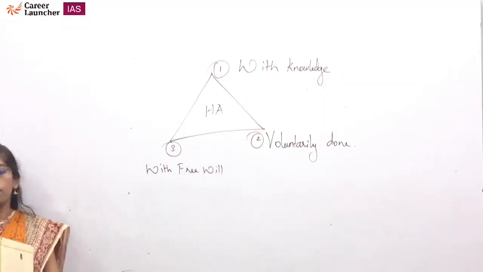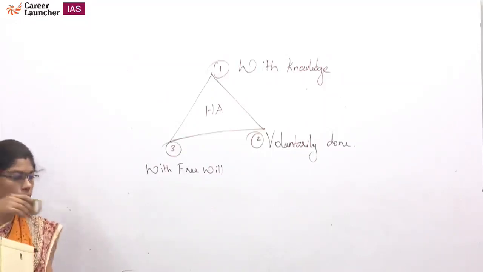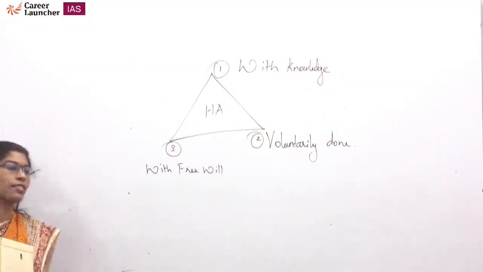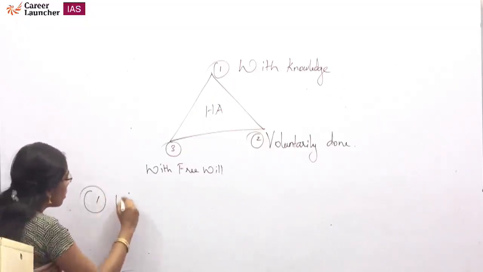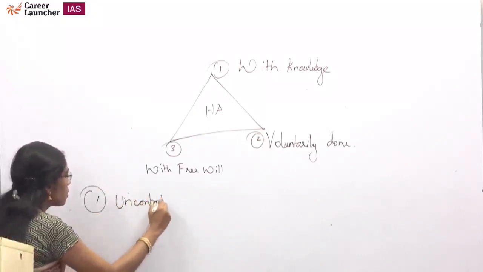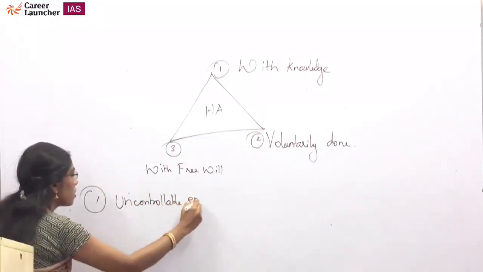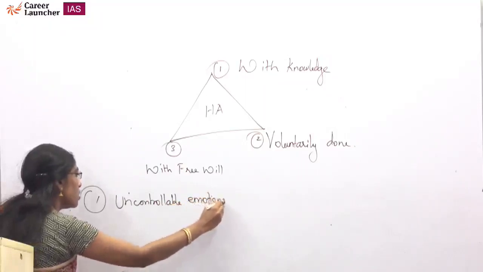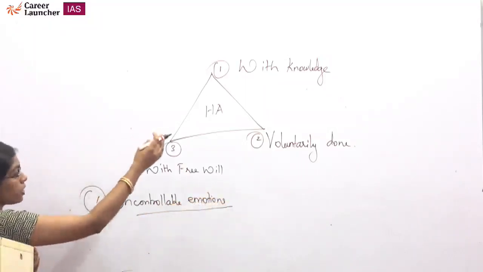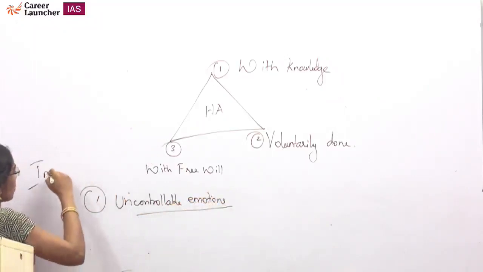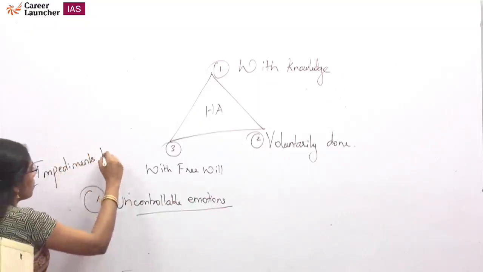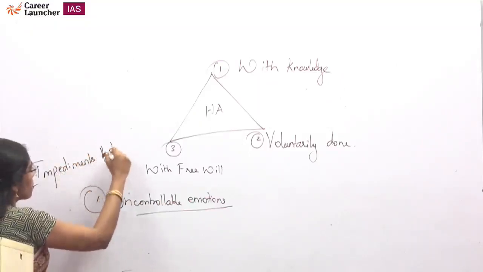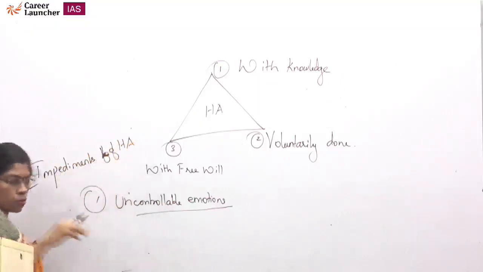So what is the moral of this story? What do you understand from the story? Because, you know, uncontrollable emotions. So we have been looking at human action. At the same time, we should also look at the impediments of human action. We can call them impediments to human action.